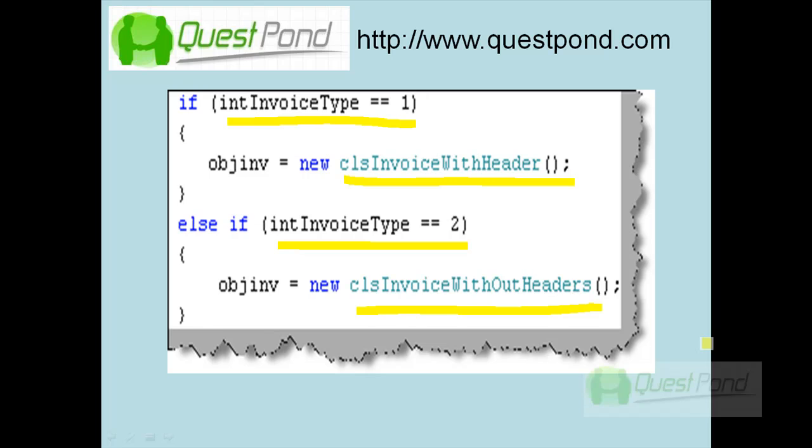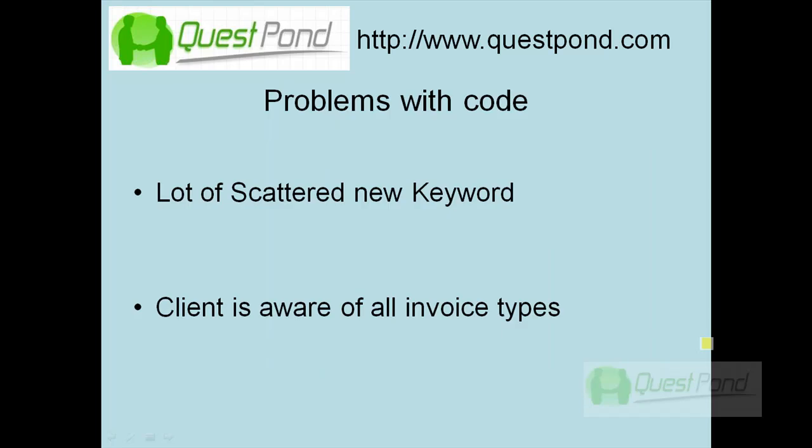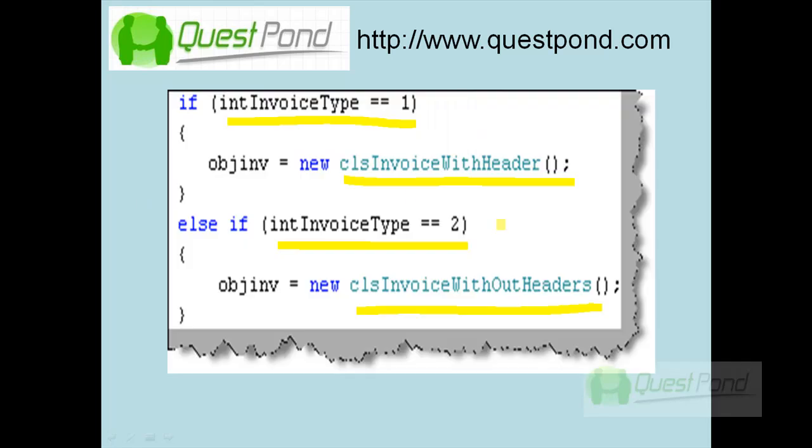Now there are two big issues related to this code. The first issue is that there are a lot of scattered new keywords. If you look back, there is a new keyword here, a new keyword there, and if there is one more if condition, you will have one more new keyword. Because of this new keyword scattered across the client code, your client code complexity increases drastically, and this also leads to maintenance problems associated with the code.